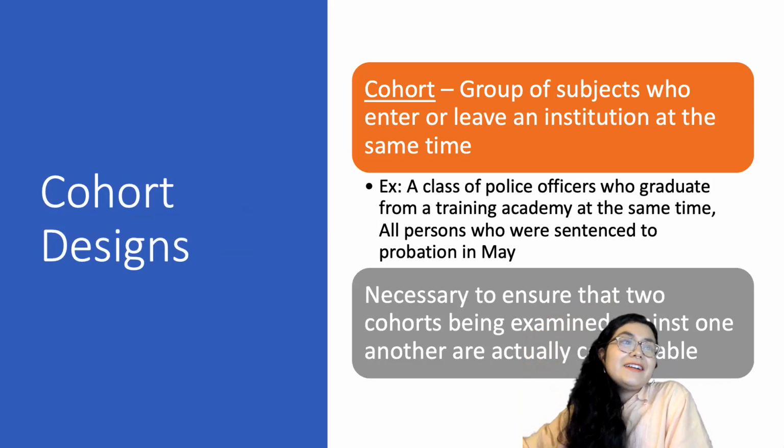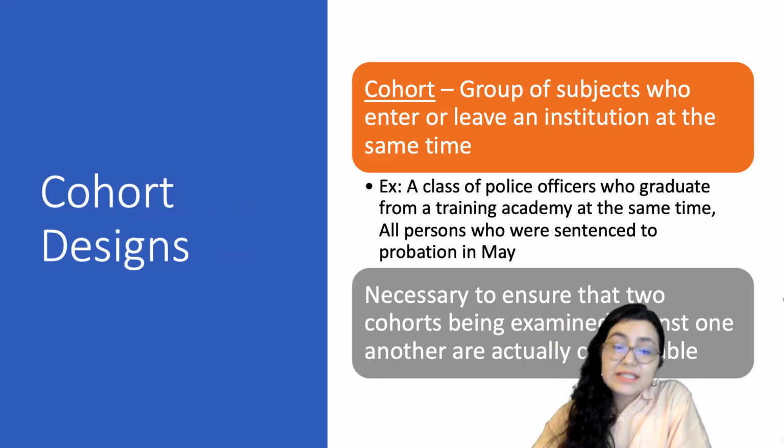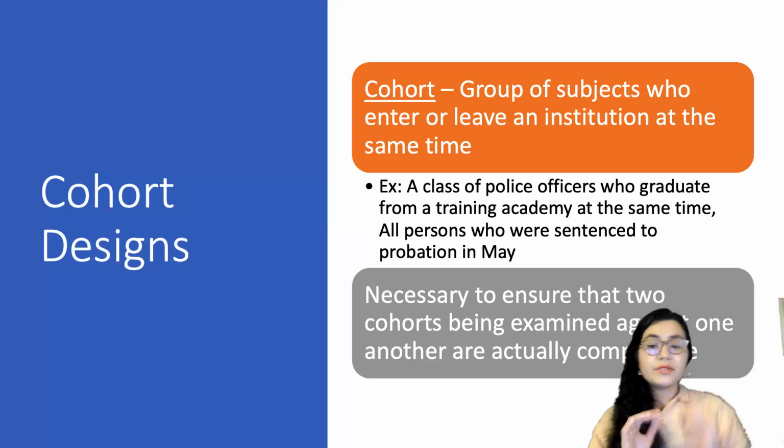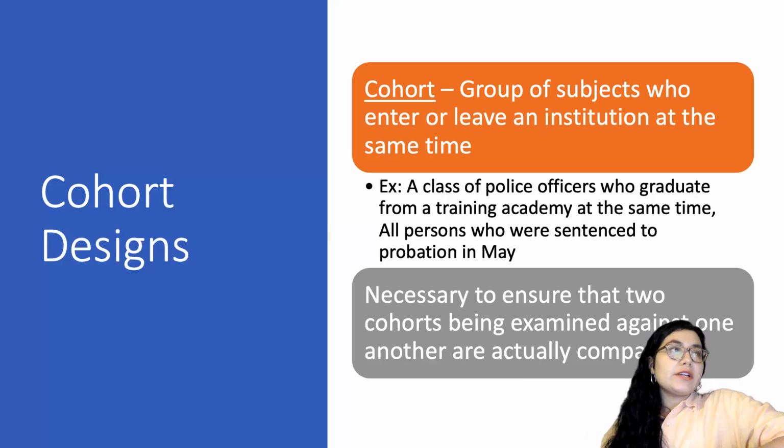So another non-equivalent control group design is cohort design. This is when subjects enter or leave an institution at the same time. And there's a really classic example of this, a study by Clark and Cornish, who are in the UK, I believe. They're criminologists, and they were looking at Kingswood training school, which was a school that was actually terminated.